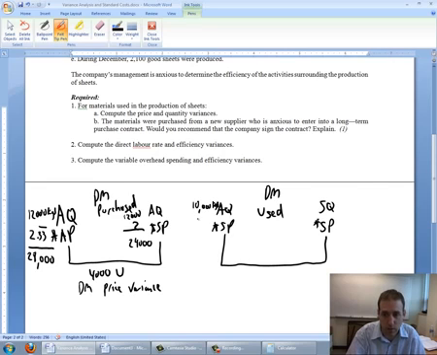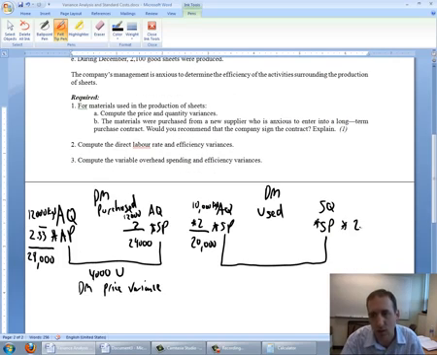So my actual quantity used is going to be 10,000 kilograms. My standard price, well, it's $2 per kilogram. So AQSP here is 20,000. In terms of SQSP, let's deal with that. Well, SP comes over at $2.